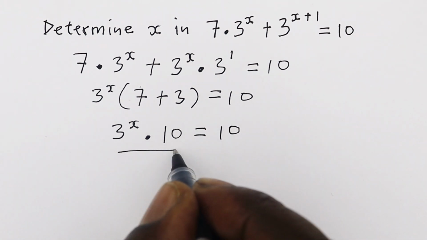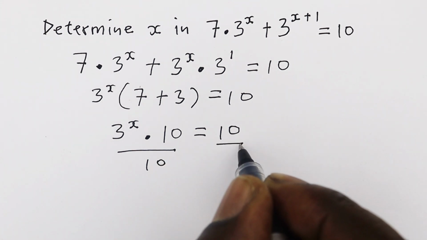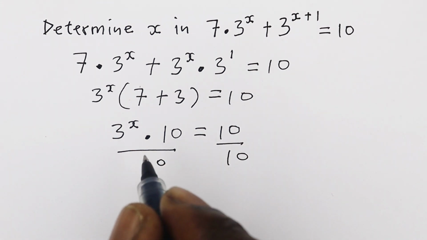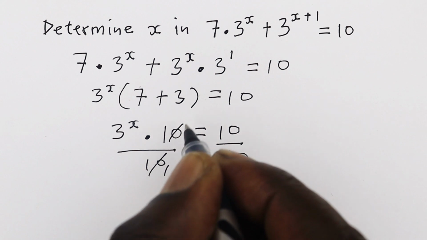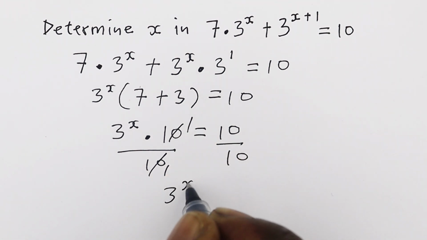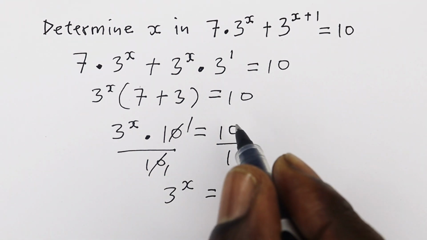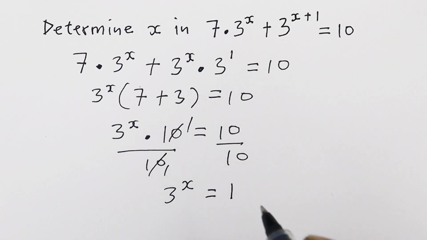So just divide both sides by 10 so that we have this one here once, here once. So we have 3 raised to power x is equal to 10 over 10, which is 1.